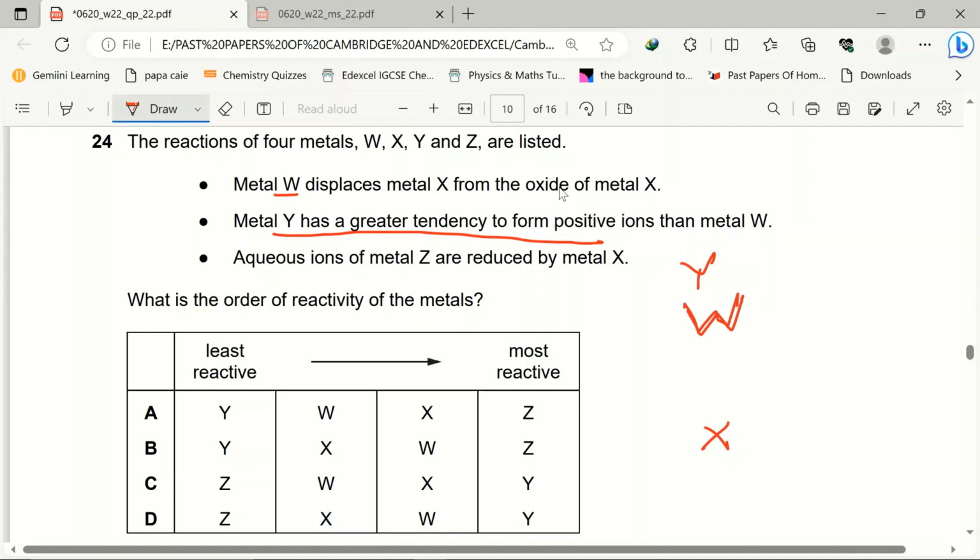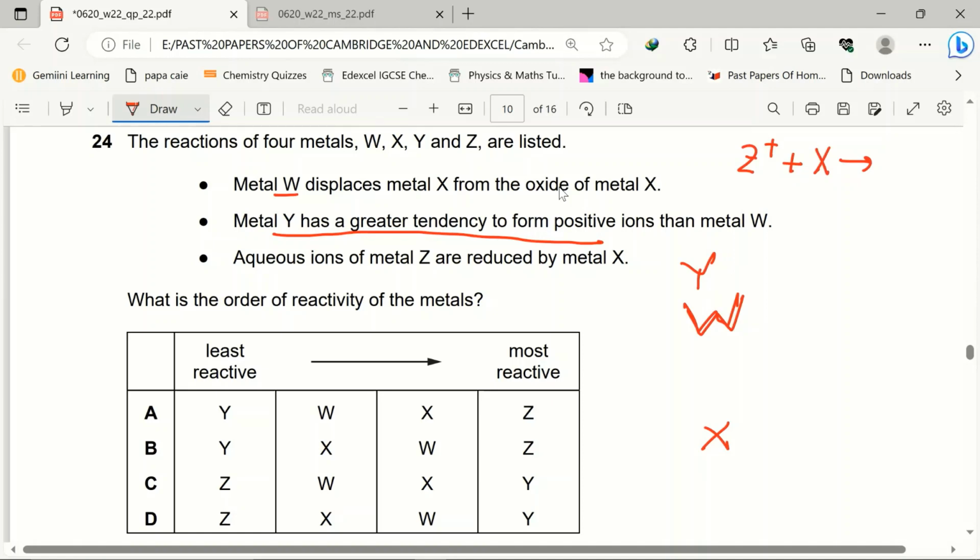Aqueous ions of metal Z are reduced by metal X. Aqueous ion of metal Z, so say Z is a metal ion which is positive, and if X reacts with it, it is reduced, right?